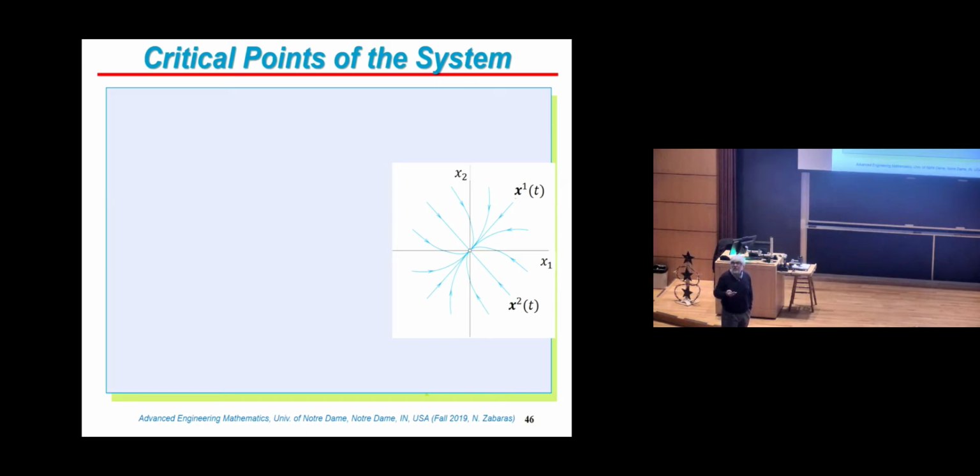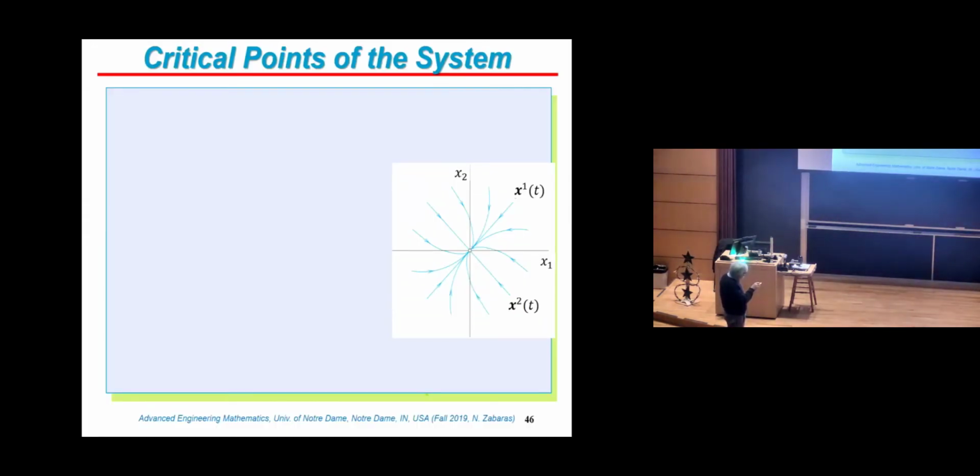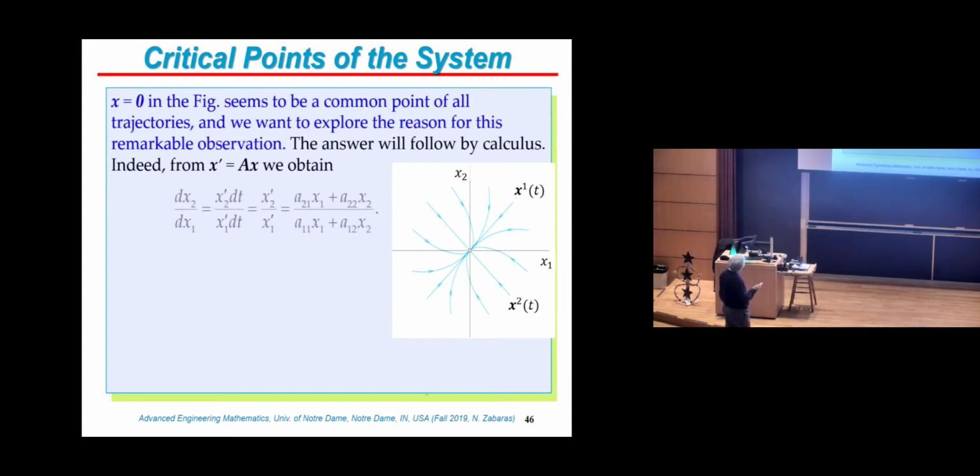Because maybe it goes to infinity way too fast, and maybe x1 dominates the behavior of the system as t goes to infinity. So we will see this. All right? Let me discuss a little bit about the algebra.